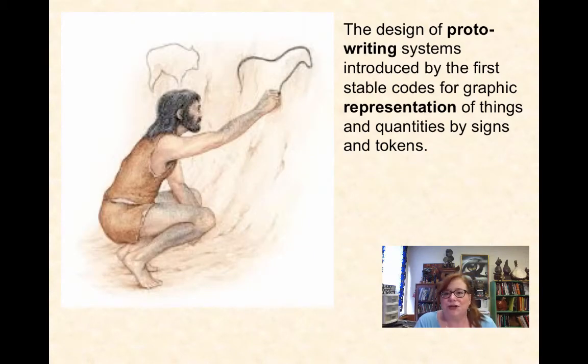So the creation or the design of proto-writing systems introduced the first stable codes for graphic representation of things and quantities by signs and tokens. So basically what that means is it evolved out of the need that people had to be able to say, this is this, it is not that. And I'll get into that in a bit more depth in a moment. Right now we're still kind of at the pictographic stage where people are making images of things rather than writing things.